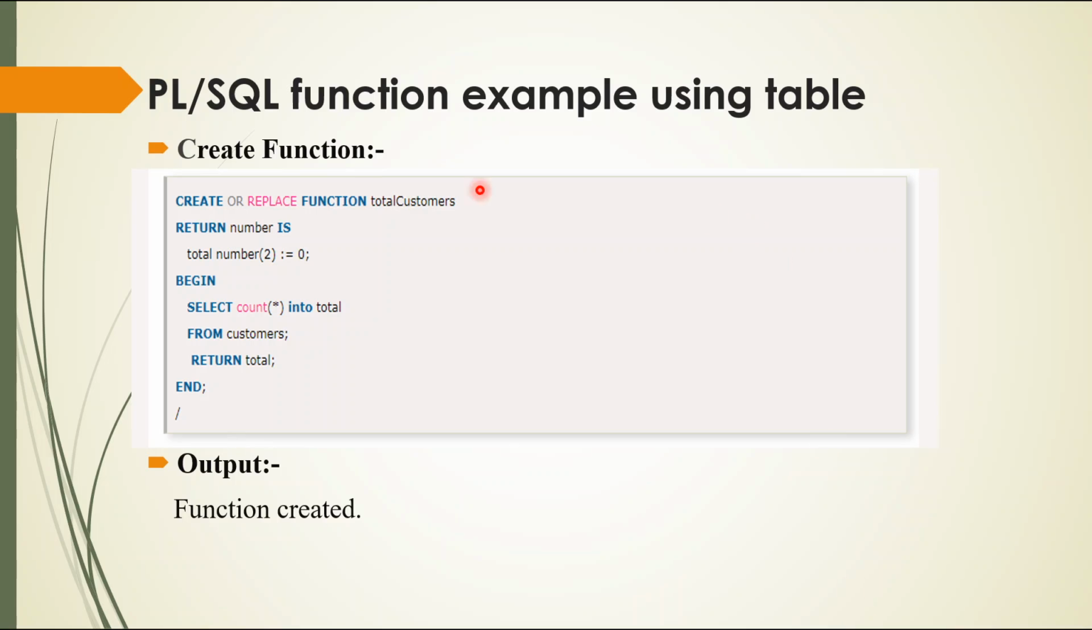So I write the function: create or replace function total_customers. Total_customers is my function name. Return number, as I calculate the total number of customers available in the table, so my return data type is number. In brackets, total number is equal to 0. In C language you know the concept of count: when we count something, initially we have to provide the value 0 to it. So initially my total is 0.